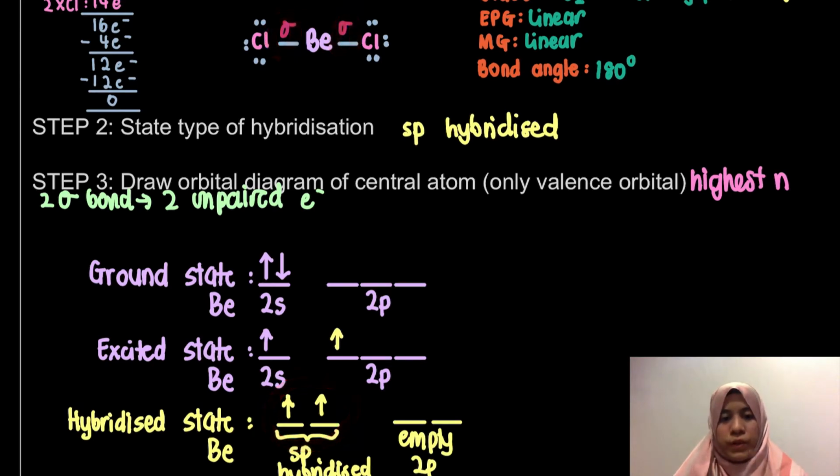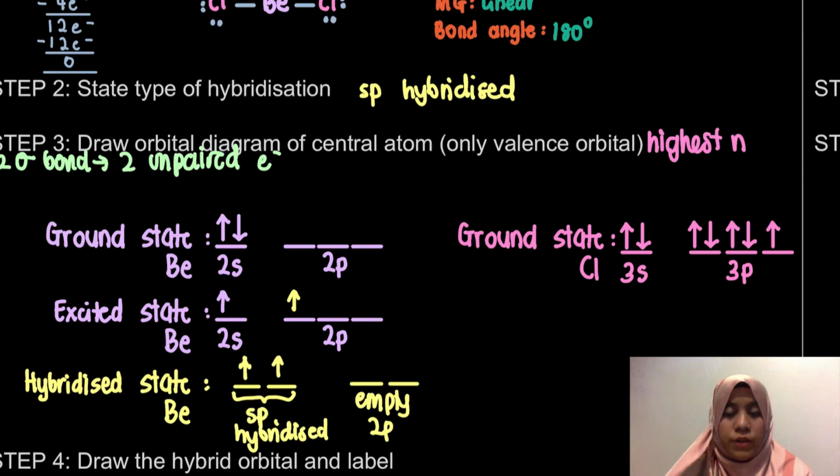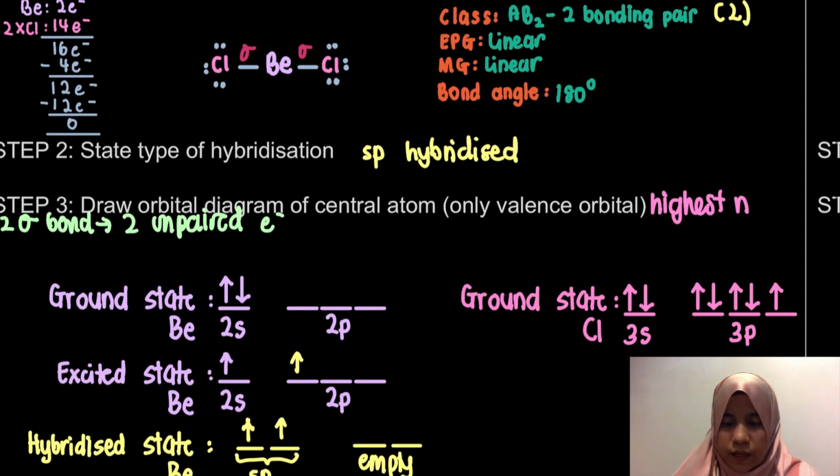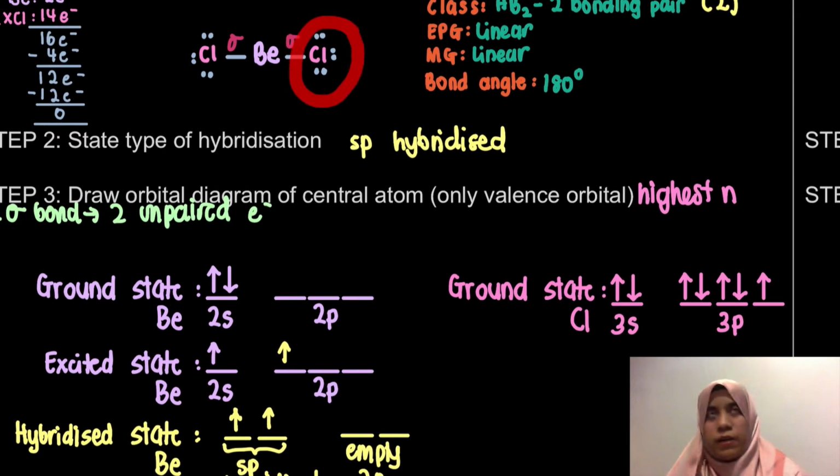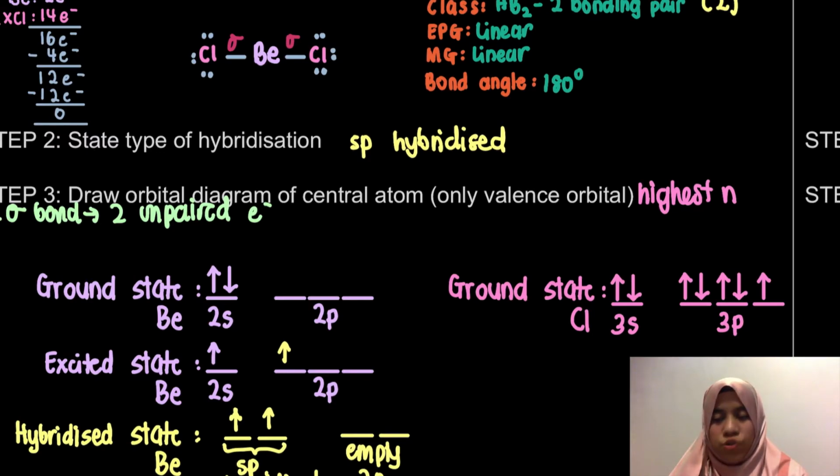Another thing we have to do is write not only for the central atom, but the terminal atom too, again only the valence electrons. So how do I write it down? We have to write for our terminal, which is chlorine. Chlorine's valence electrons are 3s2 3p5, which means 1, 2, 3, 4, 5, 6, 7. So we have to write it.